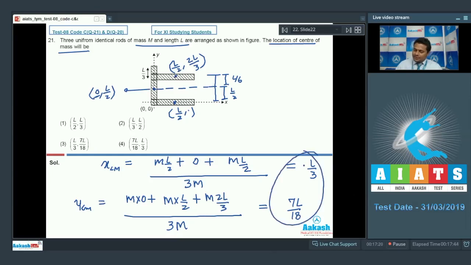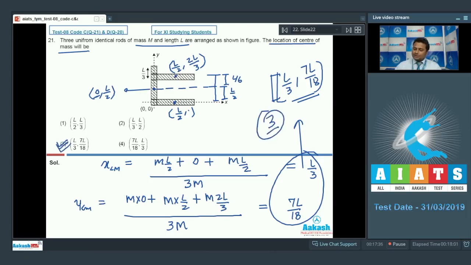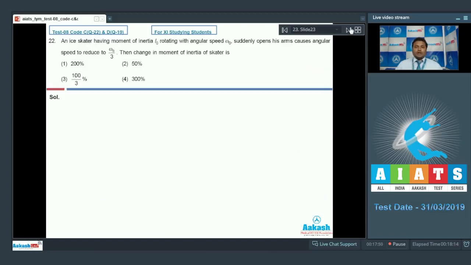So from here we got the coordinates of center of mass, that is L by 3 and 7L by 18. So when we look at the options, we can say that option number 3 is absolutely correct. So we will go with option number 3 only. Now let us proceed to the next question, that is question number 22. Here is question number 22, everyone.